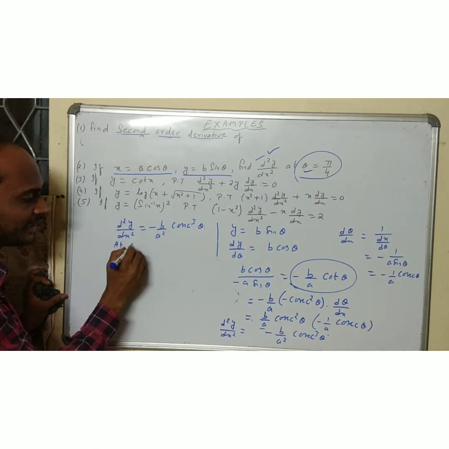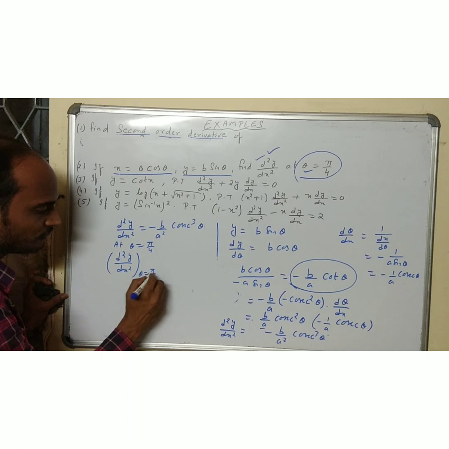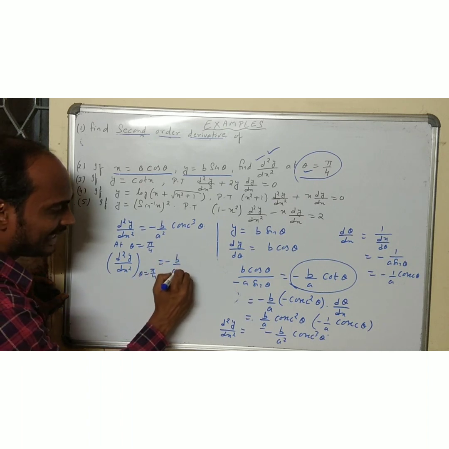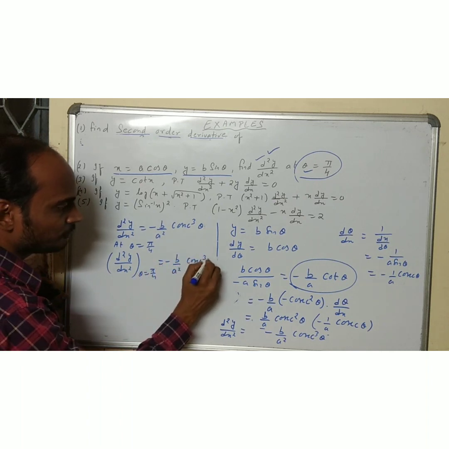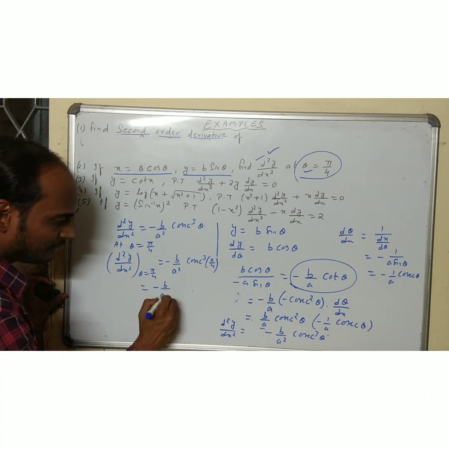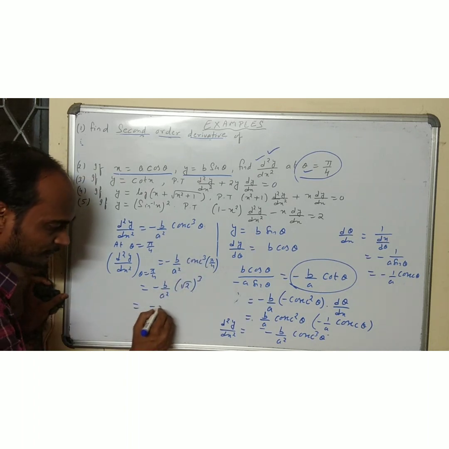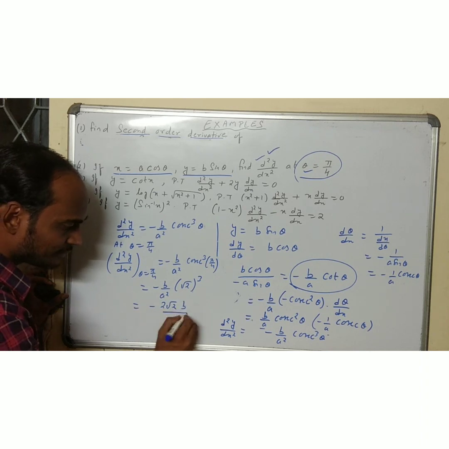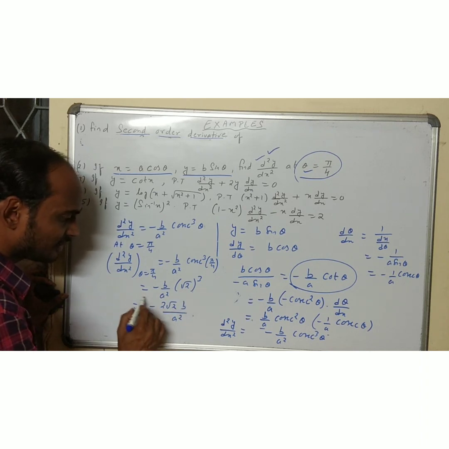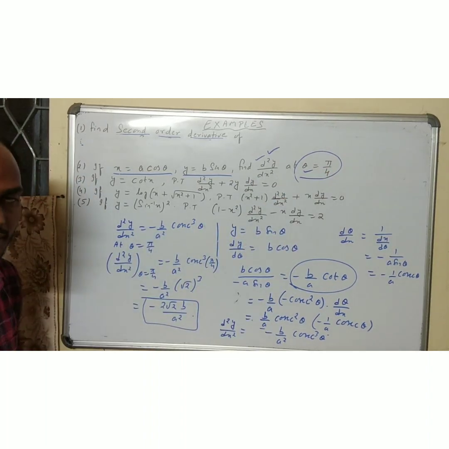So at theta equals to pi by 4, you can write in this way also, the notation d2y by dx2 at theta equals to pi by 4 will be equals to minus b by a square into cosec cube of pi by 4. And you know cosec pi by 4 is root 2. So minus b by a square into root 2 whole cube it will be. So root 2 whole cube is 2 root 2, and this is b by a square. So this is the answer of this one. That means the second derivative of this one at theta equals to pi by 4 is minus 2 root 2 b by a square.